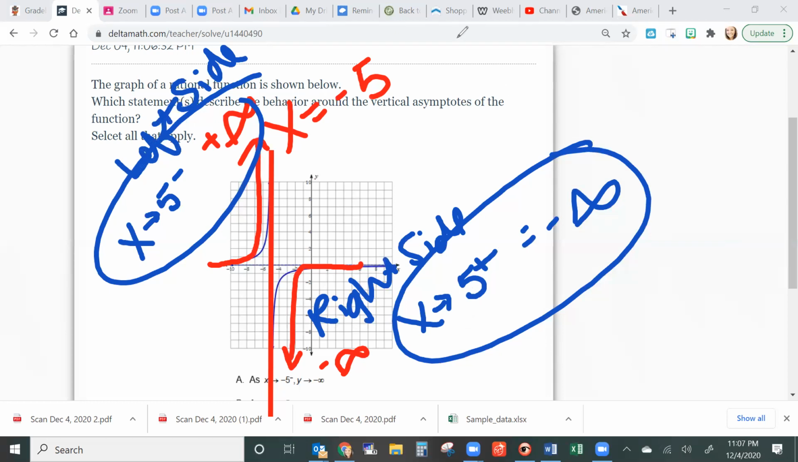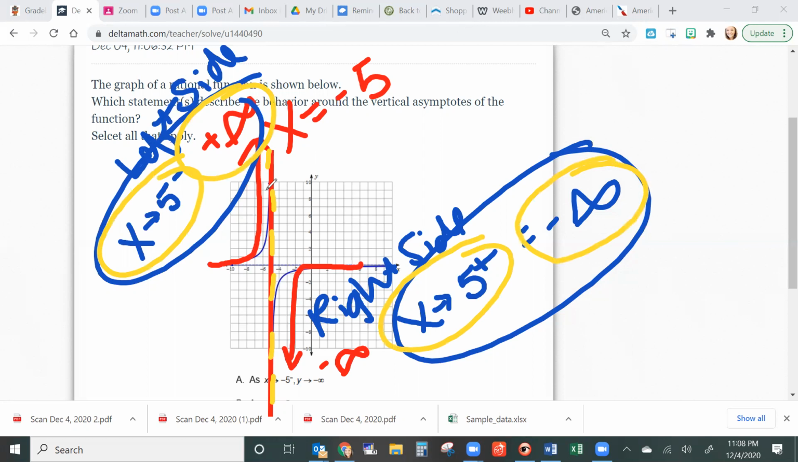So just think about that for one more second. This line that I'm highlighting in yellow, that's the vertical asymptote. If you're on the left side, you're x to the negative. If you're on the right side, you're x to the positive. And if you're pointed up, it's a +infinity, just like end behavior. And if it's a -infinity, then you're pointed down.